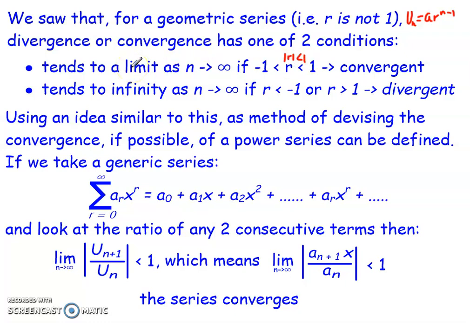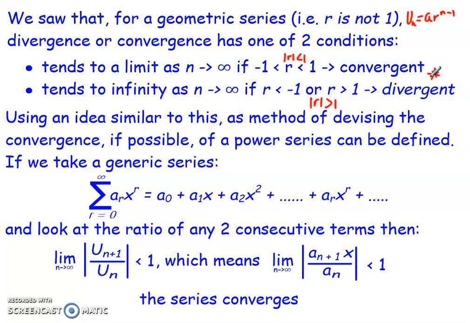We knew it tended towards infinity, so it was a divergent series as n, the number of terms, tended towards infinity if r was less than -1 or r was bigger than 1, i.e. the magnitude of r was bigger than 1. So we had these two conditions applied to the geometric series to calculate its limit if convergence was able to happen. Now, remember arithmetic ones, we couldn't do it. Arithmetic series just continually got bigger and bigger and bigger in terms of its size, so it had no limit. Now we can use a similar idea to our geometric series here as a method of devising the convergence, if we're able to do it, of a power series.